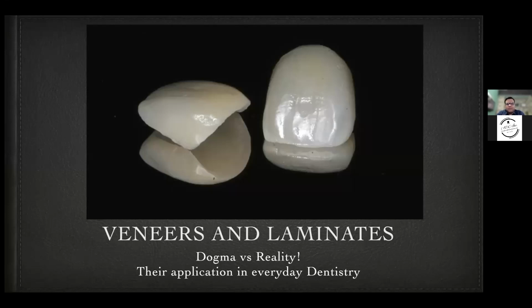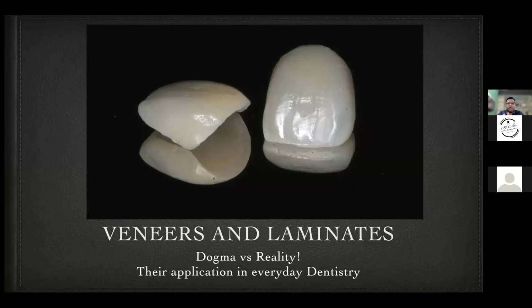You can have composites there. You can have indirects, and in indirects you can have veneers. You can have laminates. You can have full crowns. So ultimately, today's topic that I will be dealing with is how do you get indirect veneers into this aspect of smile design, or how do you do smile design using veneers and laminates, as we like to call it.